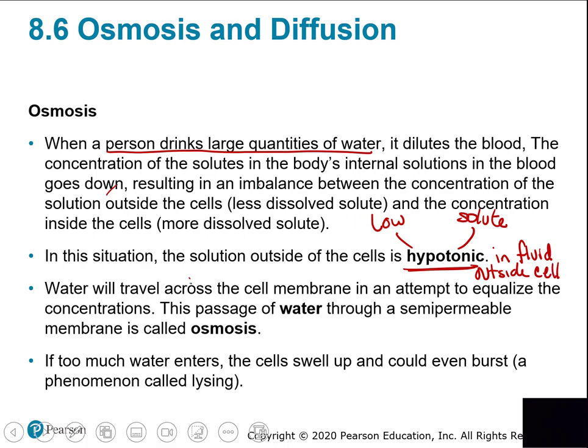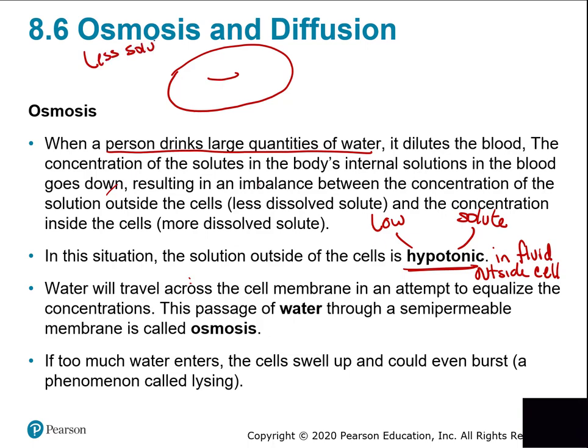You can think of a cell, and we'll think about it in terms of a red blood cell. Red blood cells look like little donut shapes. If there is less solute and more water outside of a cell, that means inside of the cell, comparatively, there's more solutes and less water. The solutes are typically not allowed to pass, like sodium. The phospholipids, the barrier of the cell membrane, won't let it pass. So the solutes can't move, but water can.